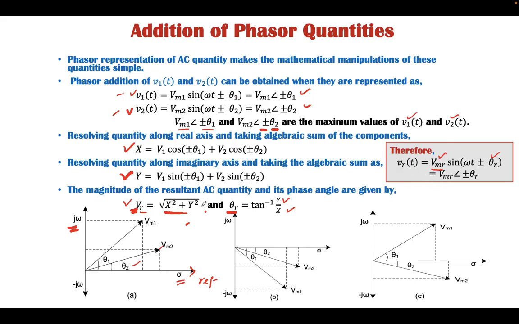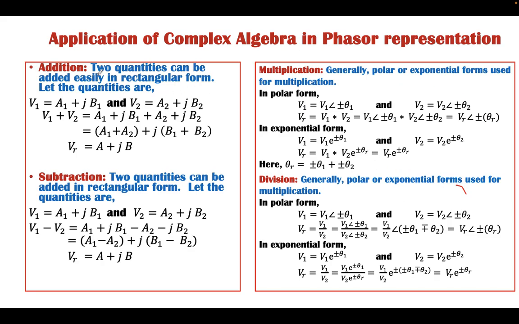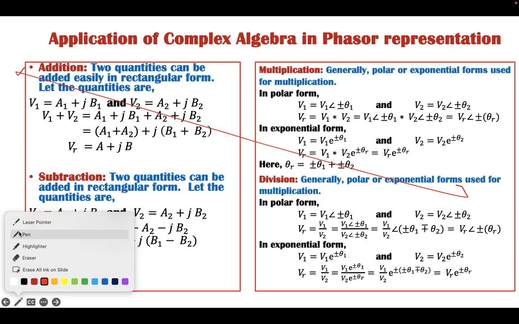Then, knowing the magnitude and angle, this resultant, meaning the phasor sum of these two quantities, can be represented as Vr sine of omega t plus or minus theta r. Theta can be plus or minus depending upon the sign over here. Then it can be written in polar form as the maximum value Vm angle of plus or minus theta r. Now, considering this complex notation, here we are having an addition in complex form mathematically.